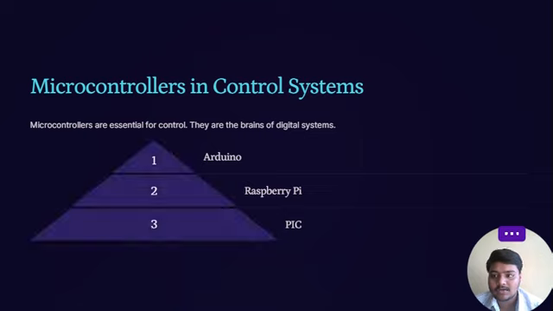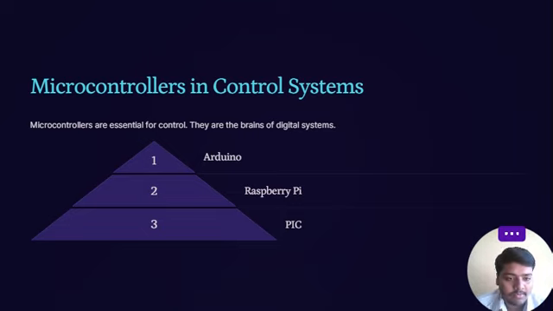Our next slide is microcontroller in control system. This slide focuses on microcontrollers, which are the brain behind a digital control system. They make real-time decisions based on the data they receive. They are everywhere, from robots to washing machines.